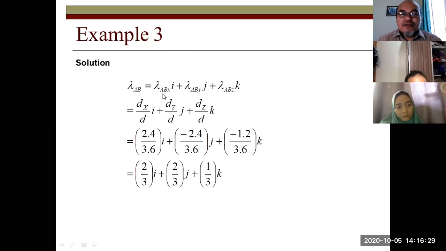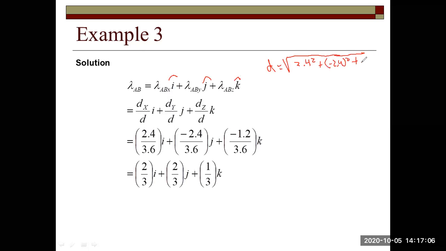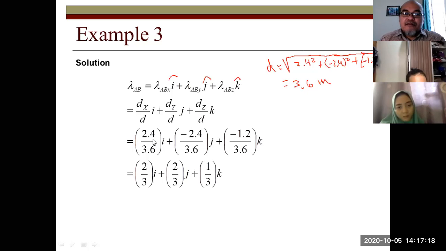So then lambda AB equals lambda ABx I plus lambda ABy J plus lambda ABz K. Again, this is a unit vector, so when you write it down, please do not forget to use the cap. Then lambda ABx is calculated from Bx divided by d, the distance. The distance equals 3.6. Where does it come from? The d here equals the square root of 2.4 squared plus (minus 2.4) squared plus (minus 1.2) squared. So this equals 3.6. Then from here, you obtain 2/3 I plus 2/3 J plus 1/3 K.